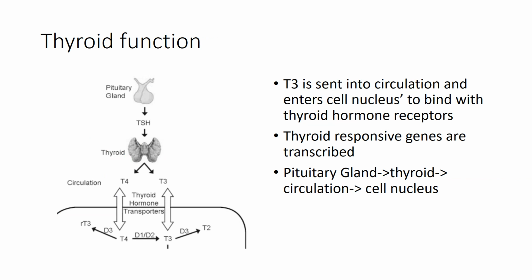So the basic function of the thyroid is that T3 is sent into circulation and enters the cell's nucleus to bind with thyroid hormone receptors. The thyroid responsive genes are then transcribed in the cell nucleus. The order goes from the pituitary gland to the thyroid gland, then the T4 and T3 are sent into circulation, and then into the cell nucleus to transcribe the genes.